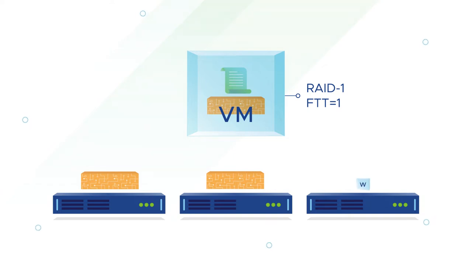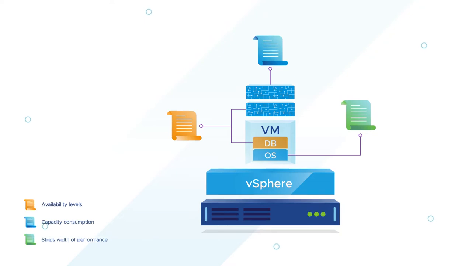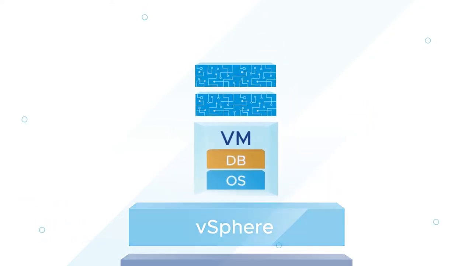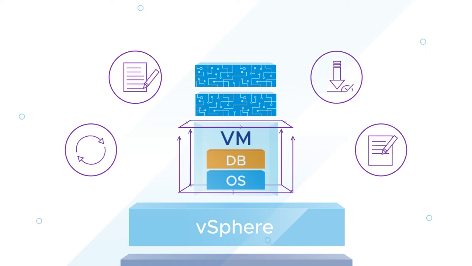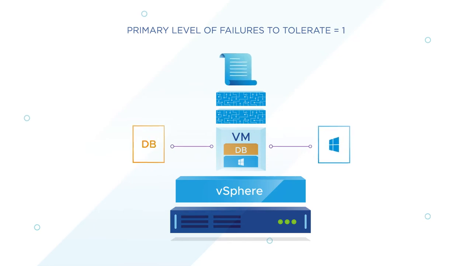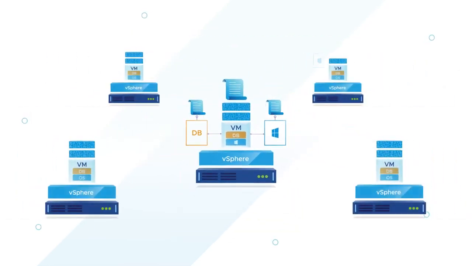Some virtual machines might have multiple disks with varying levels of service. For example, in a database server, the operating system can be replaced with relative ease. However, the database undergoes constant updates and changes. The virtual disk containing the operating system can use a policy that stripes across more drives than the application virtual disk.